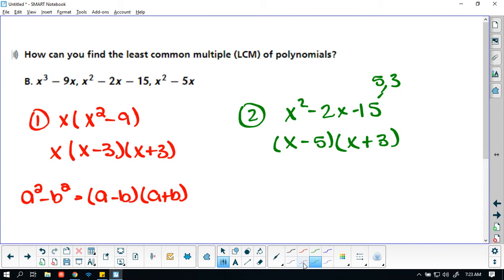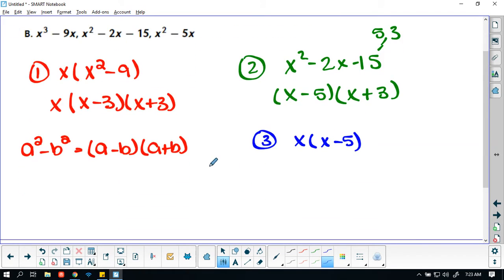Okay, and then the third one, x squared minus 5x. I'm going to just pull out the x right away. And there we go. Okay, so we have x's common to those two, so I'm just going to write x. We have 1x on those, so I don't have to worry about that. I have an x plus 3 on this one, and an x minus 3 on that first one. So we've taken care of all the factors.